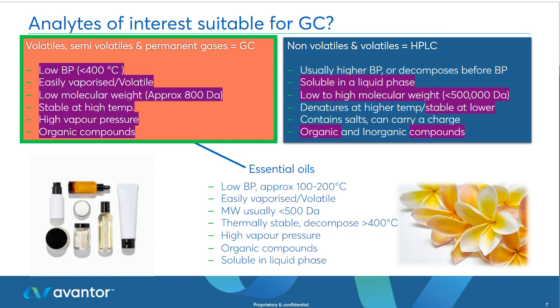And I highlighted in purple that on the GC side, they hit all the main points. So these are going to be perfect candidates to be analysed with GC. But we can still use them with HPLC. It's just that we're going to get better results when we use GC. So it's always good to double check this with each of your analytes.